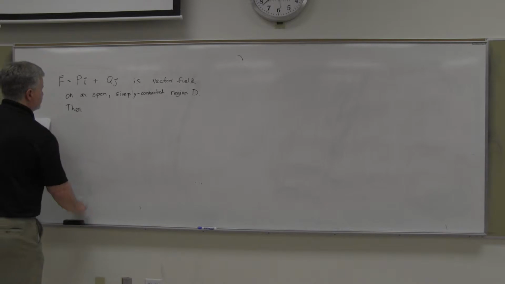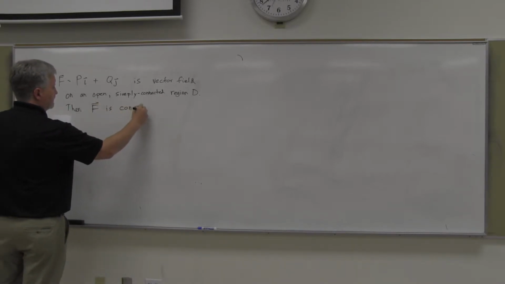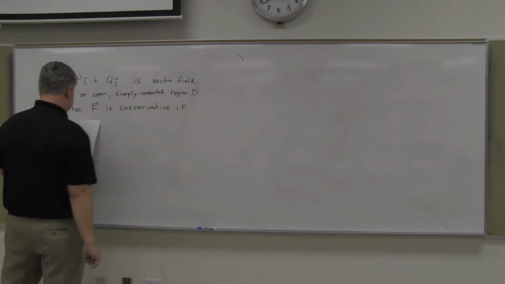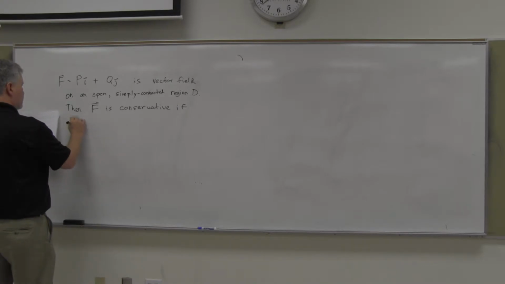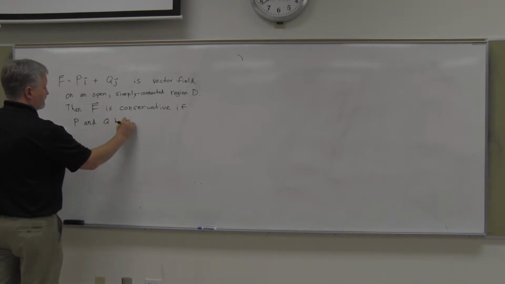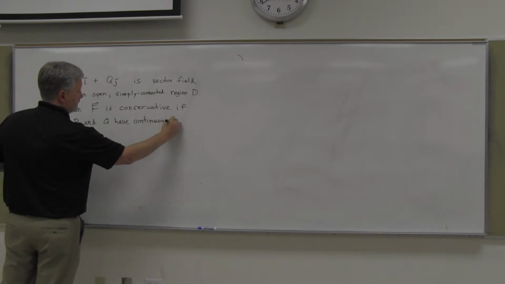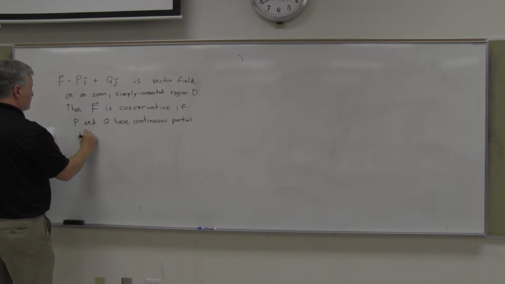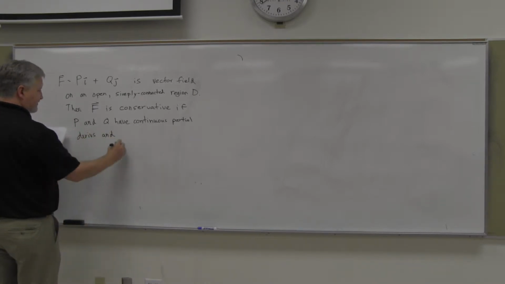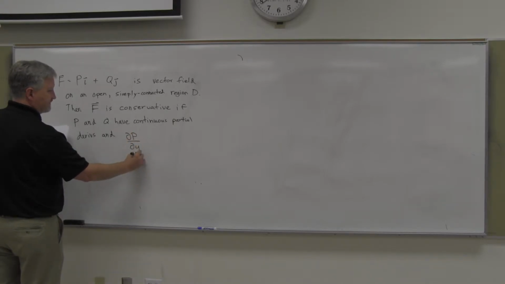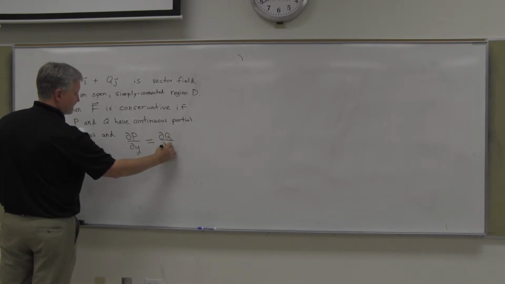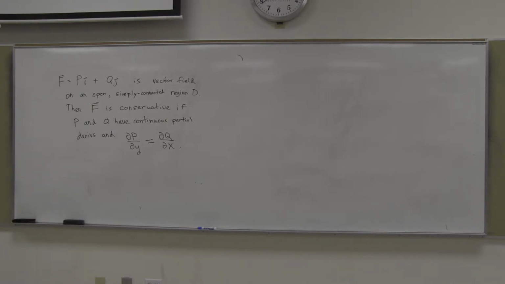F is conservative if P and Q have continuous partial derivatives, and here's the kicker: the partial of P with respect to Y equals the partial of Q with respect to X. So the partial of P, the I component function, with respect to Y equals the partial of Q with respect to X. That makes it conservative.